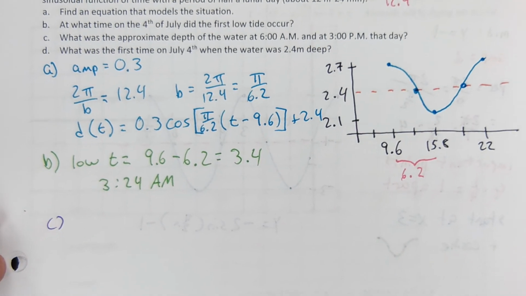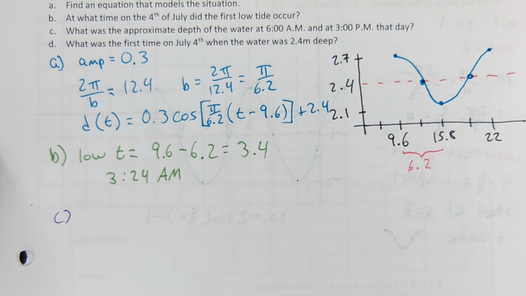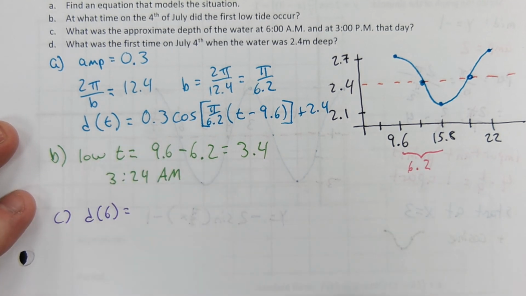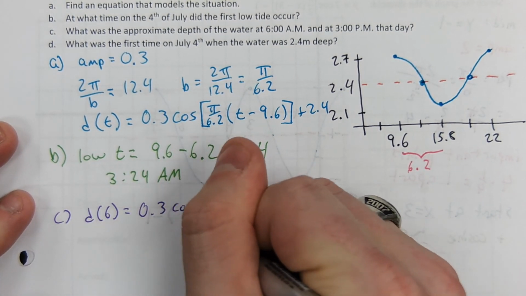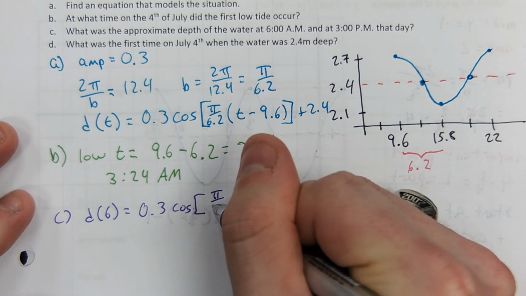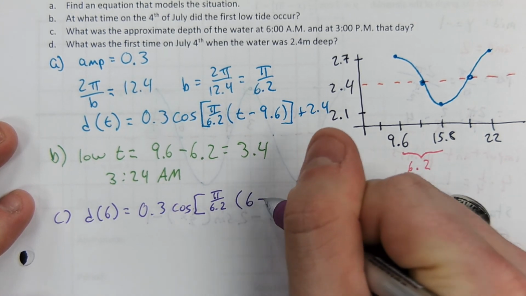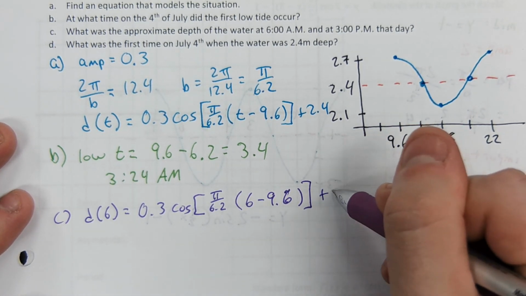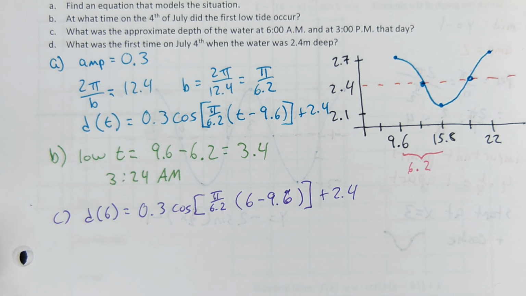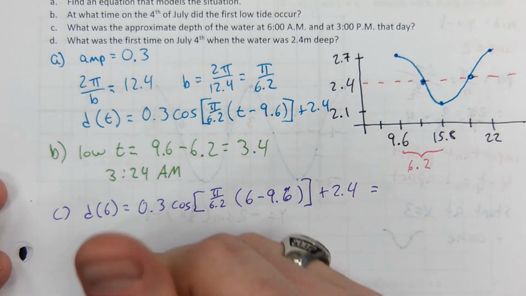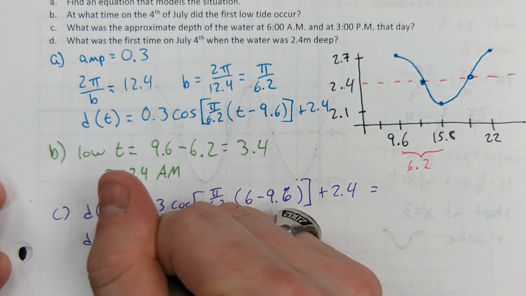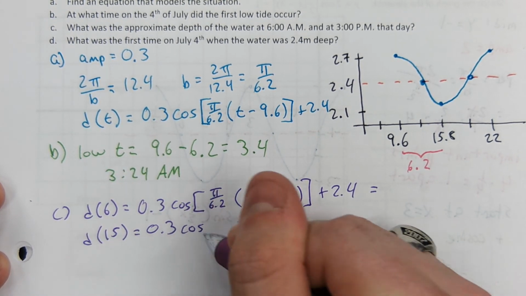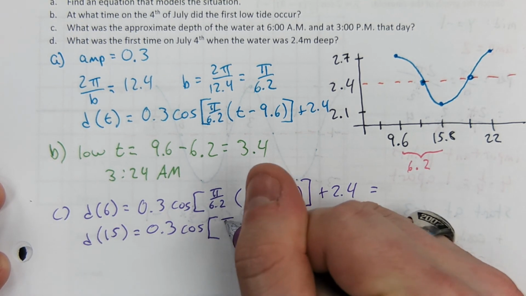So what you would do is you would just plug in t equals 6 and t equals 15. The depth at 6 in the morning is 0.3 cosine of pi over 6.2 times 6 minus 9.6. I'm not even going to simplify it. I'm going to type exactly what you see. And 3 p.m. is plugging in 15 because that's 3 after noon. The exact same setup, but instead of 6, you substitute in 15.